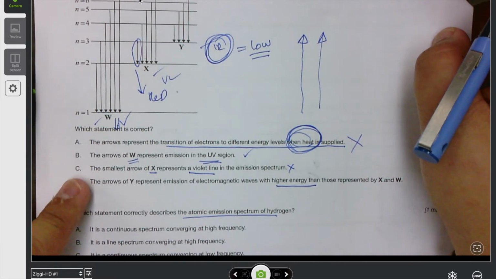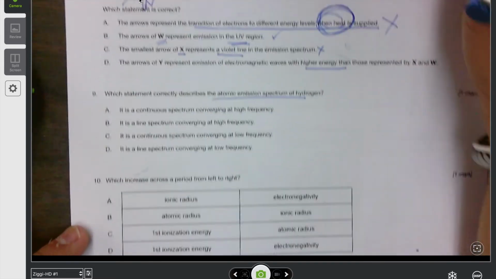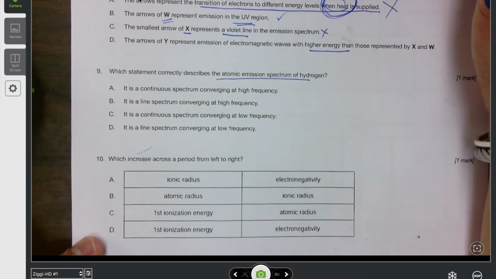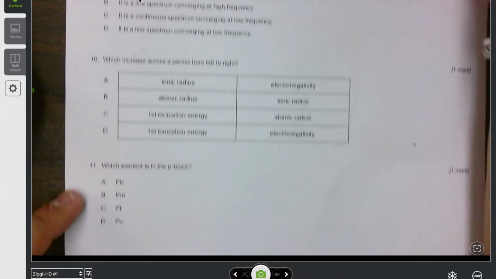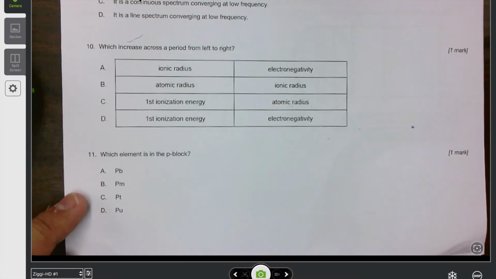Yes. 4A. Number 9, skip, go. Skip. Number 10. 10. Increasing from left to right.